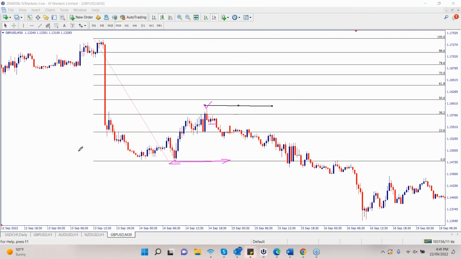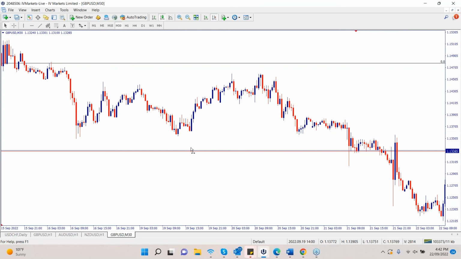So let's talk about the bullish momentum of the market. We have already learned how we apply Fibonacci on the bullish market. So let's see what confirmations we have to look for in the bullish momentum. Let's see the current market situation.